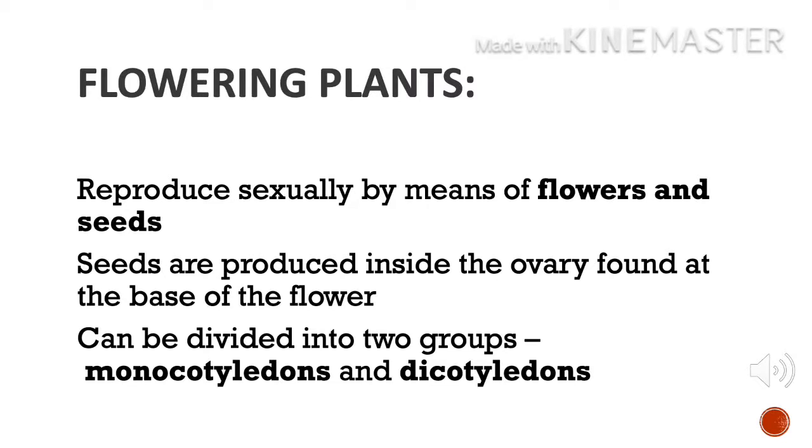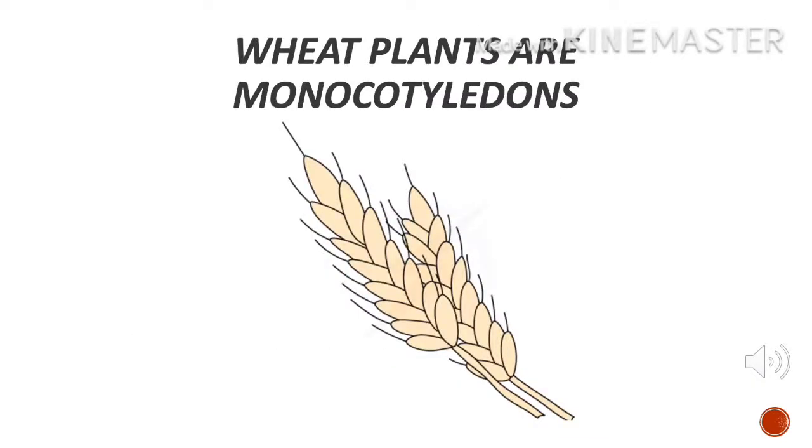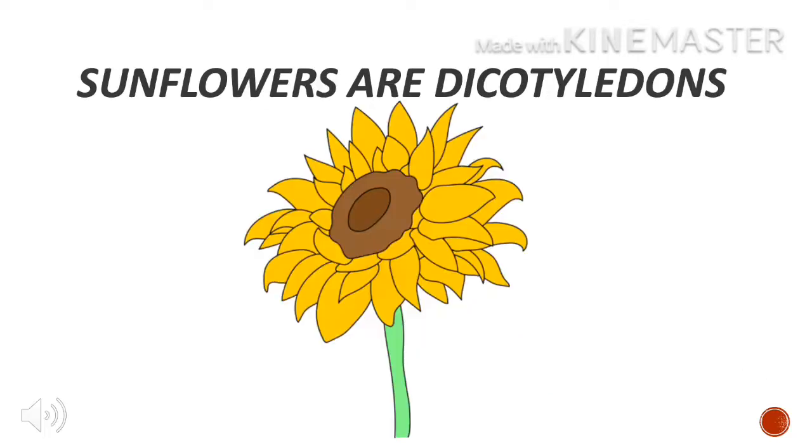Wheat plants are monocotyledons. There are other examples of monocot or monocotyledons like those members of the grass family. Sunflowers are dicotyledons. If you are looking for other examples of dicotyledons or dicots in your surrounding, they are commonly fruit-bearing plants or trees.